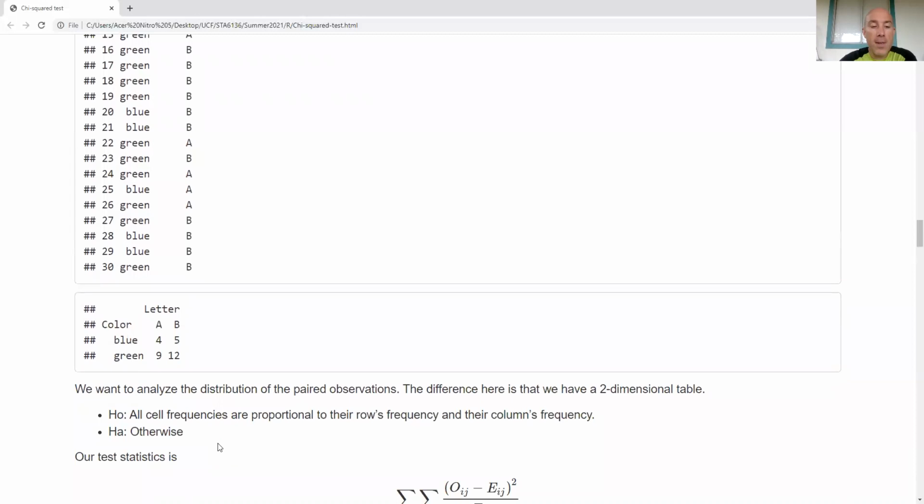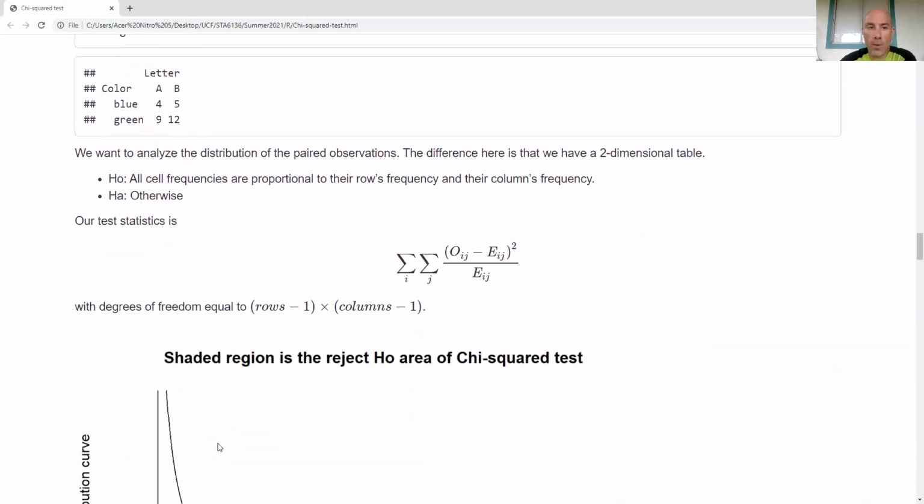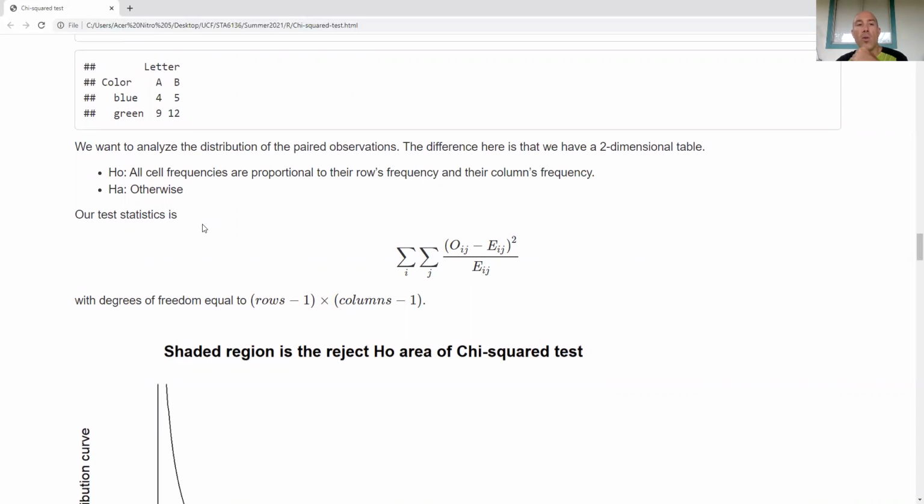All right, well, things get a little bit tricky with this, because what's going on is that we're going to say that my default hypothesis is that the frequency of blue and A is proportional to the row sum of blue and the column sum of A. My null hypothesis is that the frequency of blue B is proportional to the row sum of blue and the column sum of B, up and down.